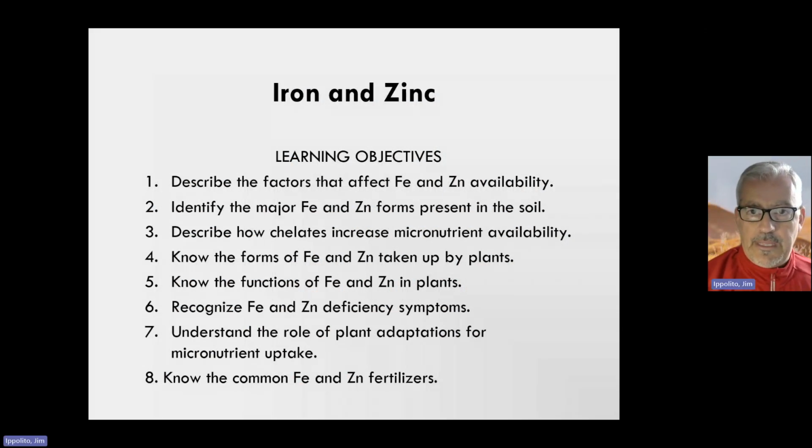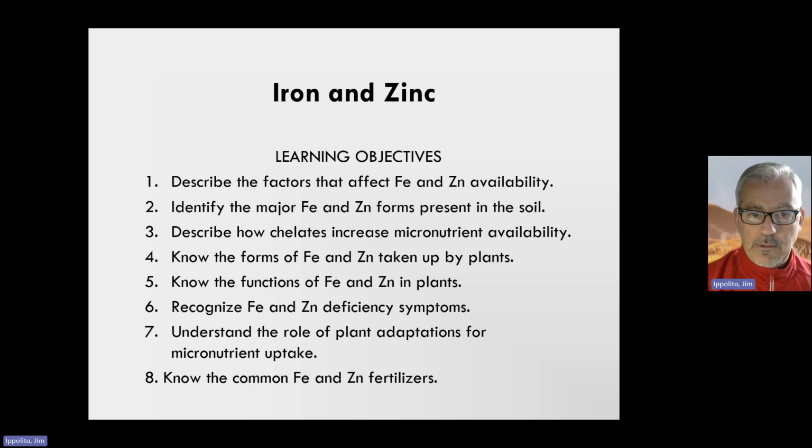Well, let's move into the iron and zinc unit. There's 8 learning objectives for this unit. By the end of this unit, you should be able to describe the factors that affect iron and zinc availability in soils, identify the major iron and zinc forms that are present in soil, and then describe how chelates increase micronutrient availability. We'll talk about chelates, natural chelates, and man-made chelates.